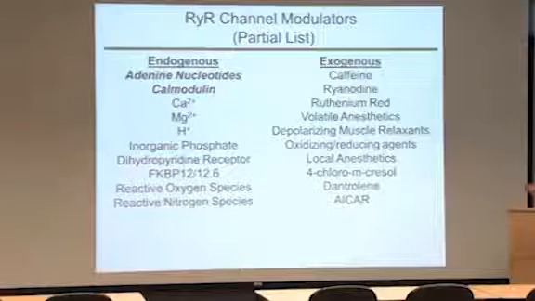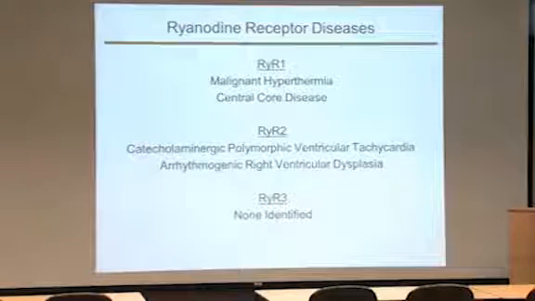Well, ryanodine is a regulator of the channel. It gives the channel its name. Ruthenium red, volatile anesthetics, these depolarizing muscle relaxants I'll talk about in relation to a muscle disease. Oxidizing and reducing agents, no surprise if reactive oxygen species can regulate it. Local anesthetics, tetracaine, close the channel. 4-chloro-m-cresol, I'll mention in a minute in regard to some of the studies we've done. Dantrolene is interesting. This is actually an antidote for a muscle disease, and ICAR is also a potential therapeutic agent for malignant hyperthermia, which I'll mention now.